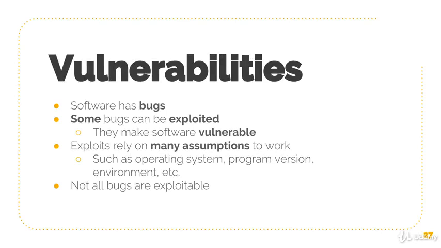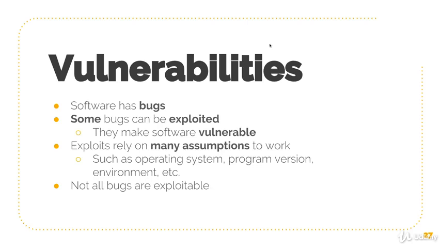Now let's define vulnerabilities. As we saw before, software has bugs, and some of these bugs can be exploited. So it's important to know that not all bugs can be exploited. But we don't really know which bugs can be exploited, and that's the risk. The bugs that can be exploited make software vulnerable. So that would be a vulnerability or a vulnerable software.